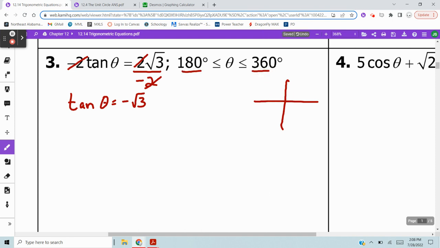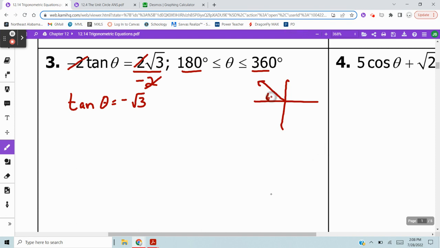So since tangent is negative, again, I only have to worry about 0 to 180. All students take calculus. It's going to be negative here because everything's positive here. So I'm going to have a second quadrant answer where my tangent is equal to negative root 3. Okay, here's how I do this. Next thing I do, I think about, well, where's it equal to positive root 3? And I use that reference angle. So the tangent of 60 degrees is positive root 3.